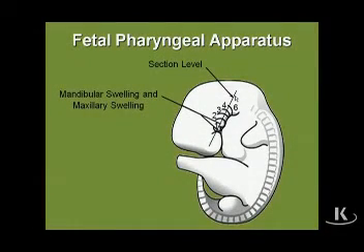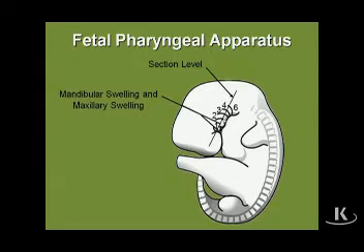When we look at the embryo and we look at the cervical region of the embryo, what we see on its outer surface is the series of ridges or bumps separated by a series of grooves. And those bumps are called the pharyngeal arches, and the grooves are called the pharyngeal grooves.